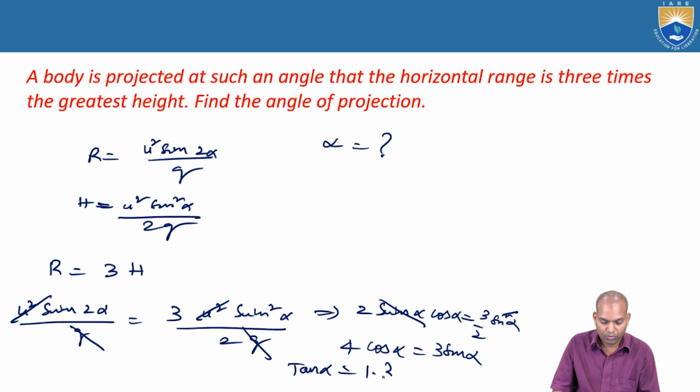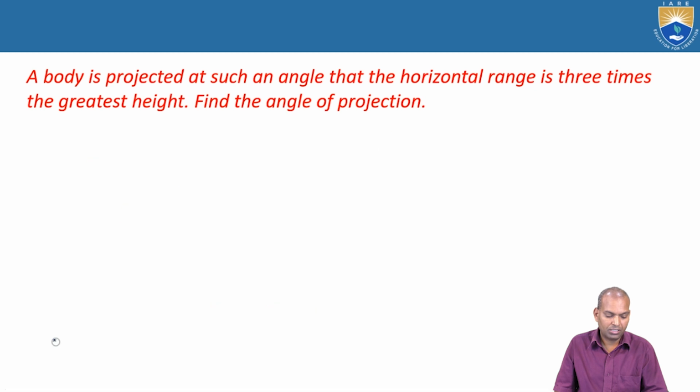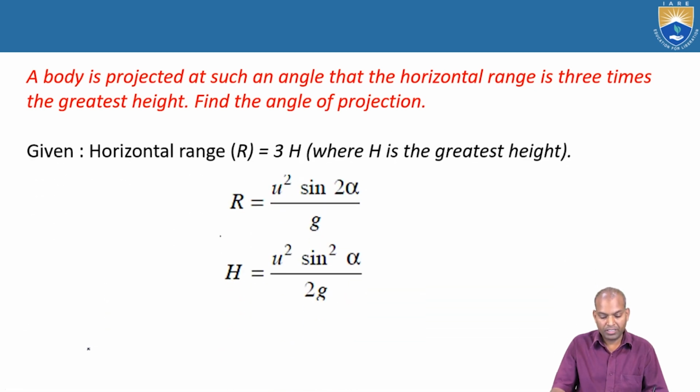That 4 by 3 means 1.33, and from this alpha can be calculated. Thus, we can calculate the angle of projection. Okay, let us check the solution which was given in the textbooks.